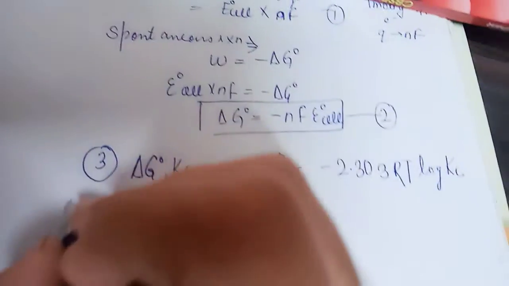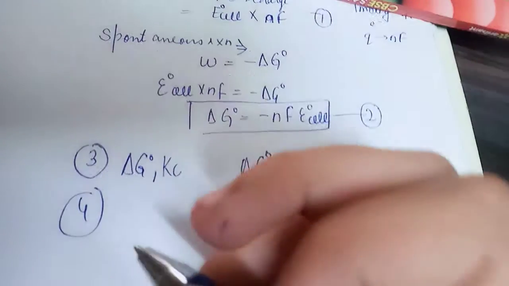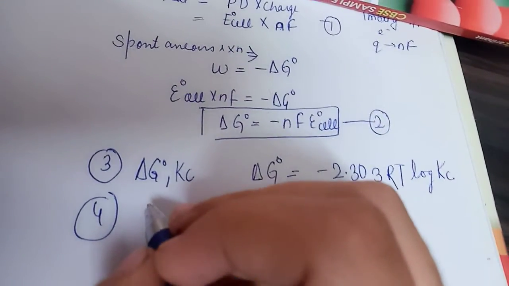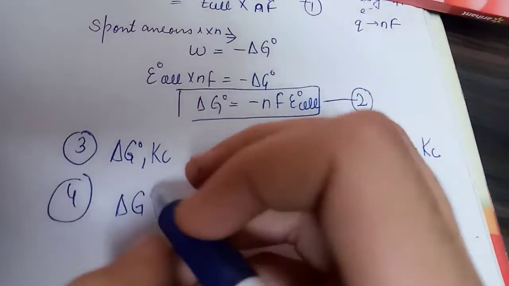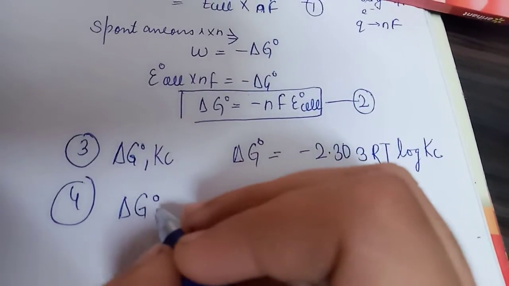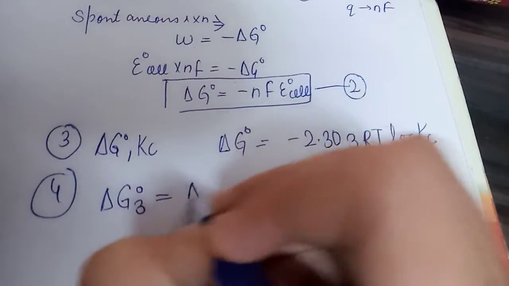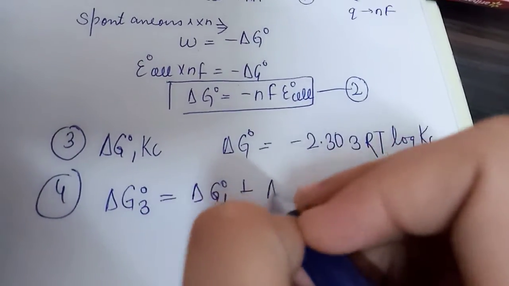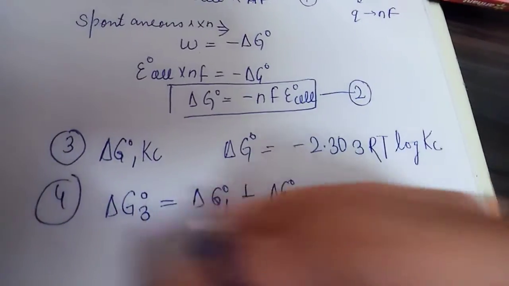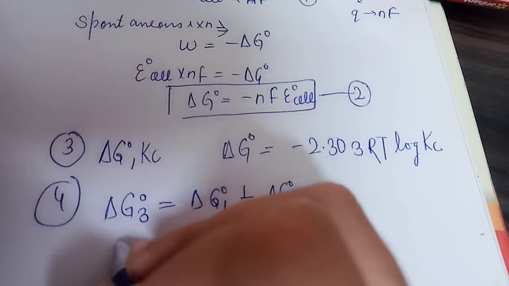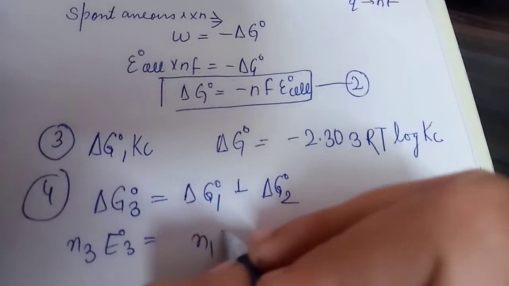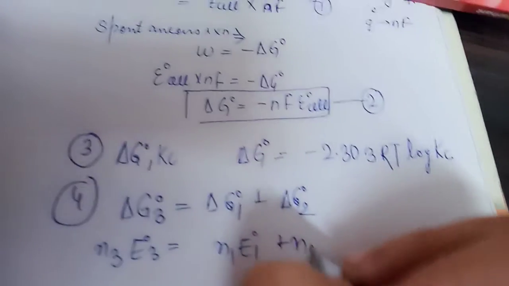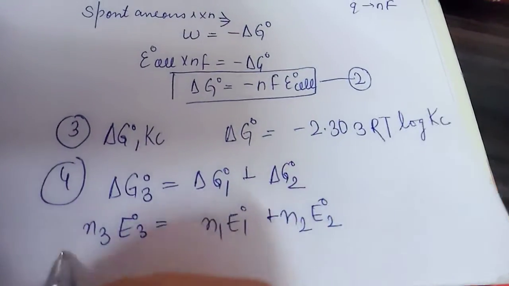Clear? Four things. If two half reactions having the potential E01 and E02 are combined, suppose 3 electrode potentials or 3 half cells are given, delta G naught 3 equals delta G naught 1 plus delta G naught 2, or you can write it as n3 E naught 3 equals n1 E naught 1 plus n2 E naught 2. You can transform it as you require.